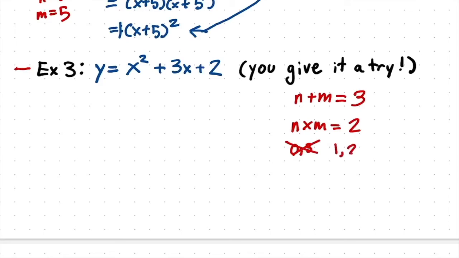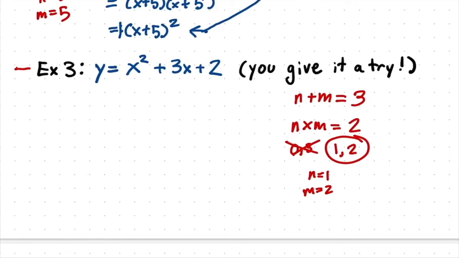1 and 2 do as well, right? 1 plus 2 equals 3, and 1 times 2 equals 2. So, there you have it, right? You have your n equals 1 and m equals 2.